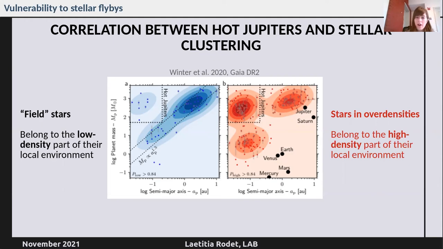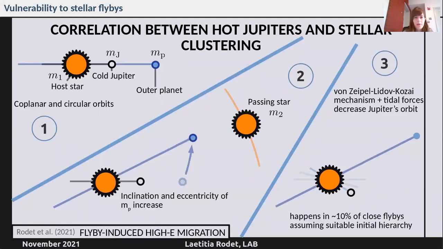And there are nice ways actually to explain how a stellar flyby can create a hot Jupiter. One of the most likely scenarios is the following. You imagine that you have initially a cold Jupiter, which is basically the default location for a giant planet, and you have an outer planet on the exterior of the system. If you happen to have a passing star passing close by, then the main impact will be on the outer planet, and the outer planet can be misaligned because of this passing star. If this misalignment is more than 50 degrees, then you can enter the von Zeipel-Lidov-Kozai regime and create some high eccentricity oscillation for the cold Jupiter. When you combine that with tidal forces, then you can create a hot Jupiter. So we computed that when you suppose that you have this initial architecture, then 10% of the close flybys will end up creating a hot Jupiter.